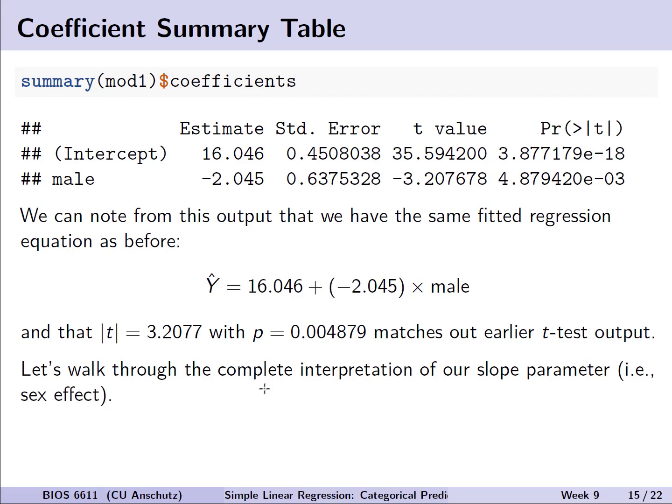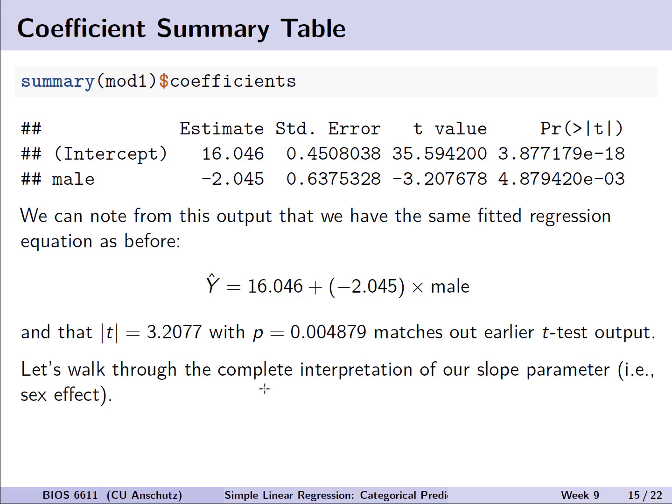With that in mind, let's look at the actual estimated coefficients from our model. So much like we did before, we can take these estimates and plug them into our fitted regression equation where y hat will equal an intercept of 16.046 plus -2.045 for our slope times being a male.